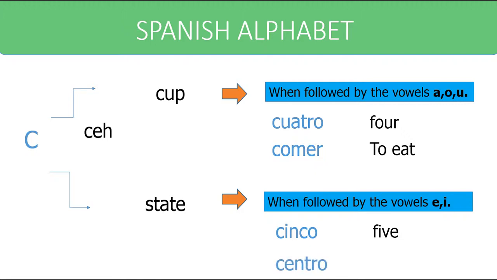Another example is the word centro. Centro means center. And notice how the vowel E is after the C. So letter C is followed by the vowel E. So it sounds centro, as in state.